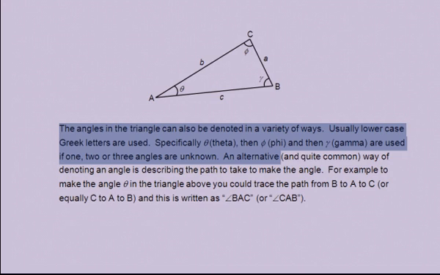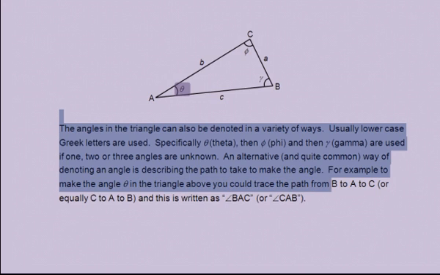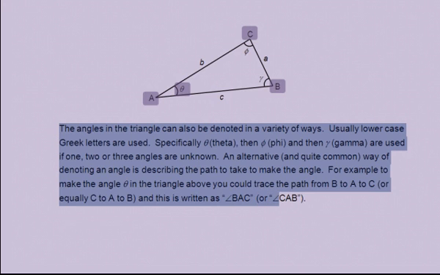An alternative and quite common way of denoting an angle is describing the path to take to make the angle. For example, to make the angle theta in the triangle above, you could trace the path from B to A to C, or equally C to A to B, and this is written as angle BAC or angle CAB.